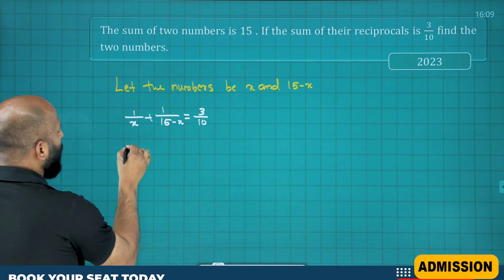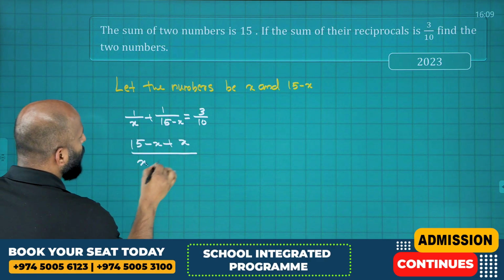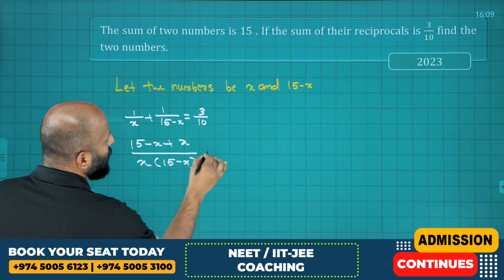Now we can cross multiply. When we cross multiply, 15 minus x plus x divided by x into 15 minus x is equal to 3 by 10.